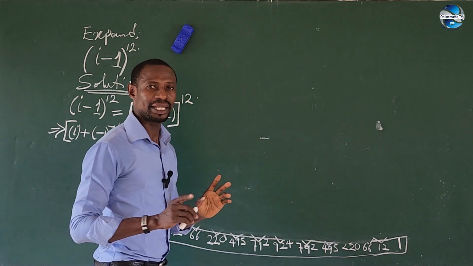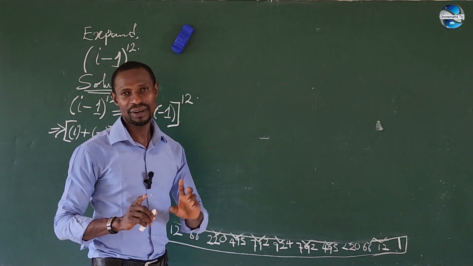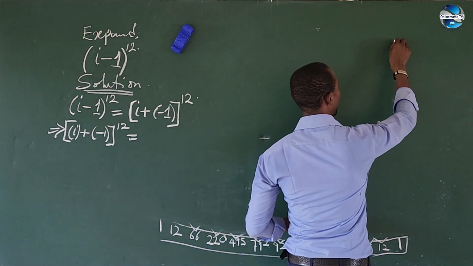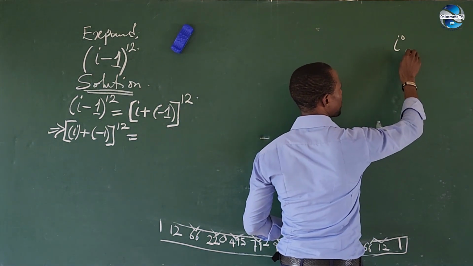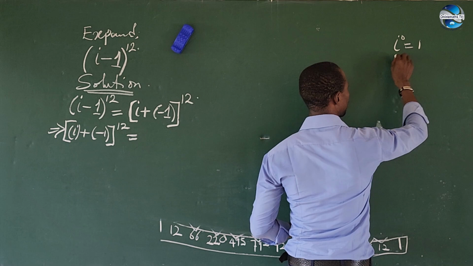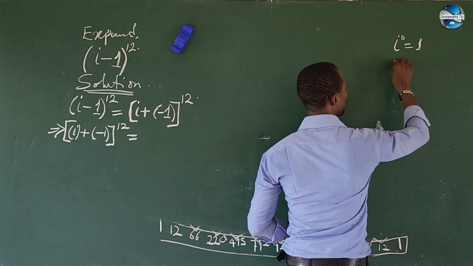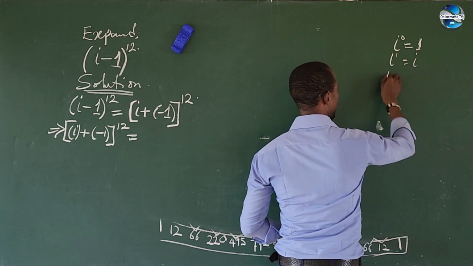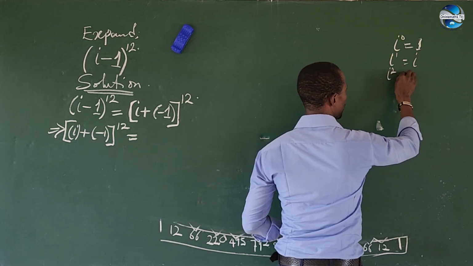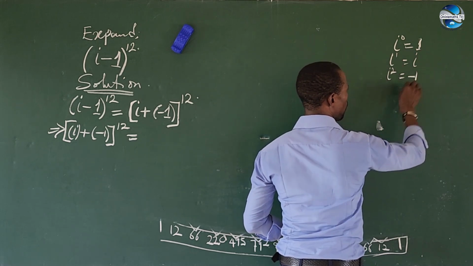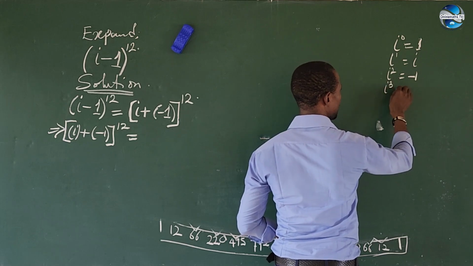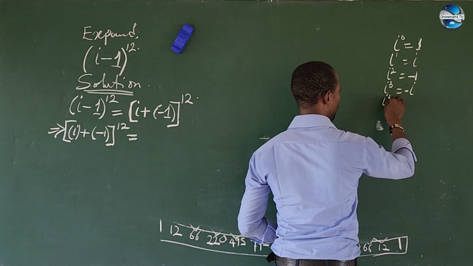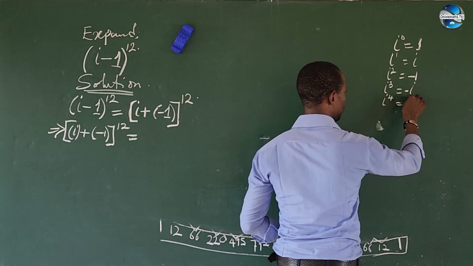So let's also look at the value of iota from the power of 0 to the 12th power. Iota to the power of 0 will give us 1. Iota to the power of 1 will give us iota. Iota to the power of 2 will give us minus 1. Iota to the power of 3 will give us minus iota. Iota to the power of 4 will give us 1.